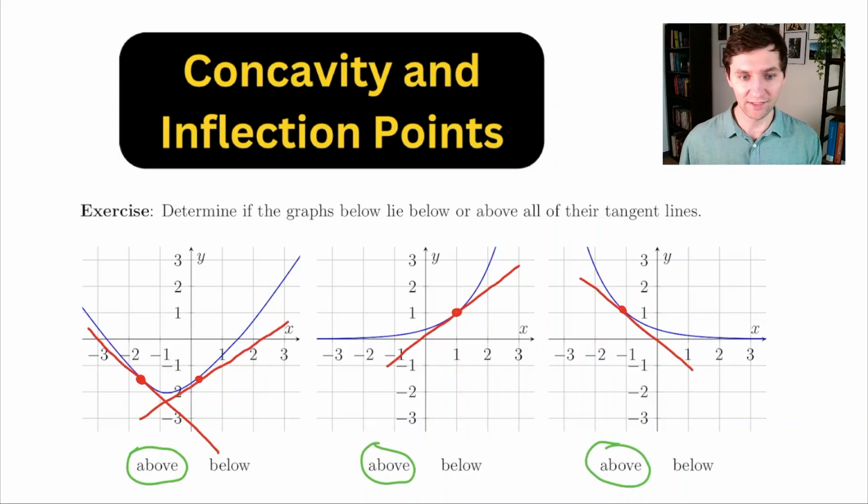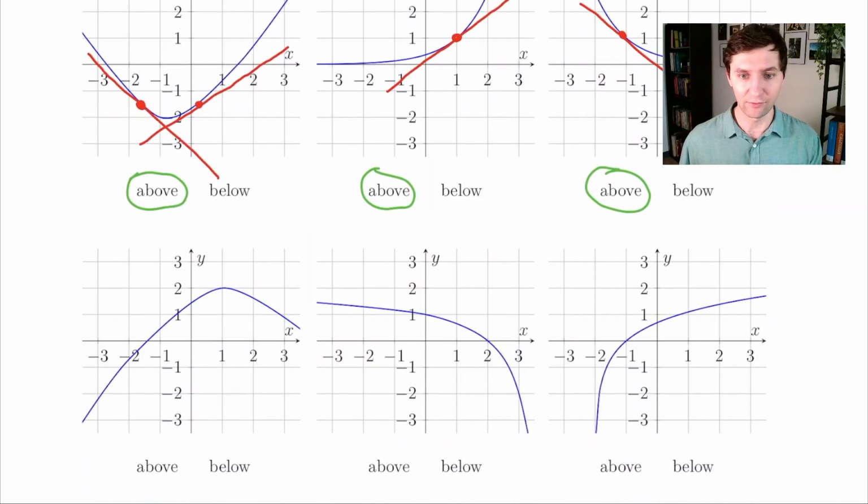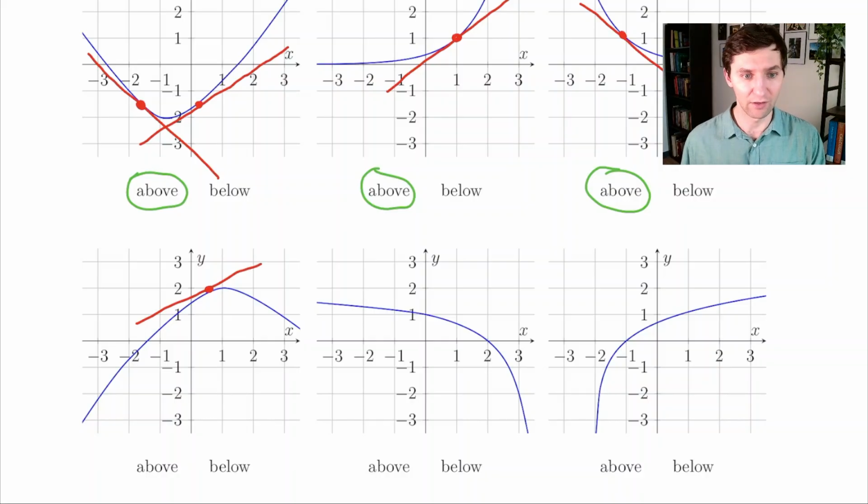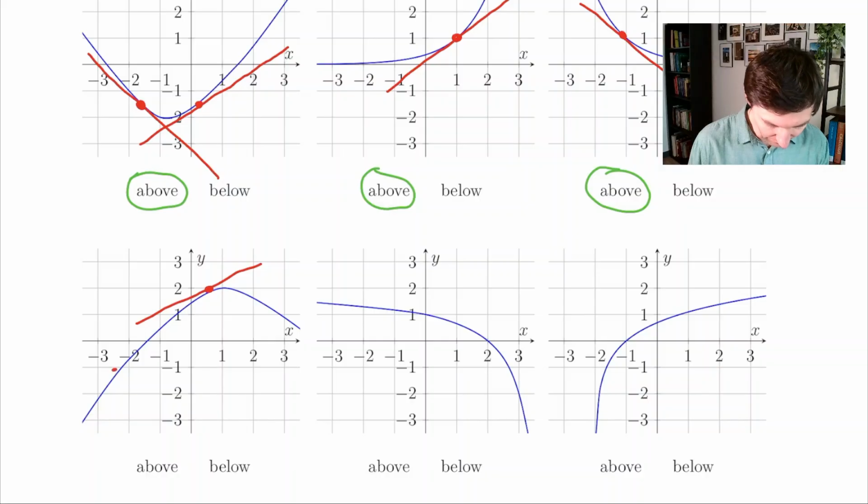This is not always the case. Take a look at the next three examples. No matter where I draw a tangent line here, that tangent line will always be above the graph of the function, which means that the graph of the function will be below all of its tangent lines.